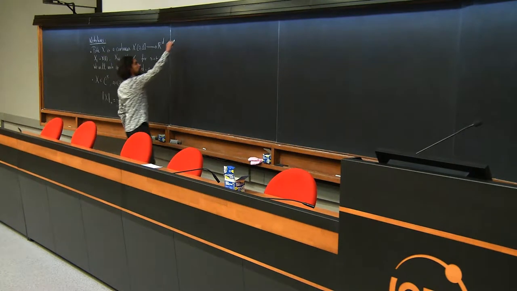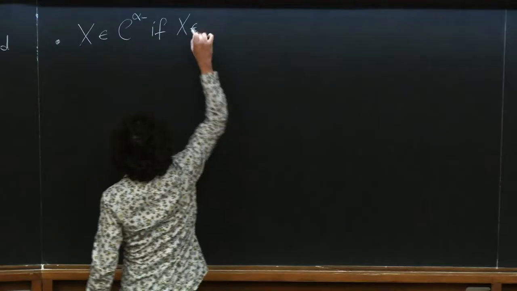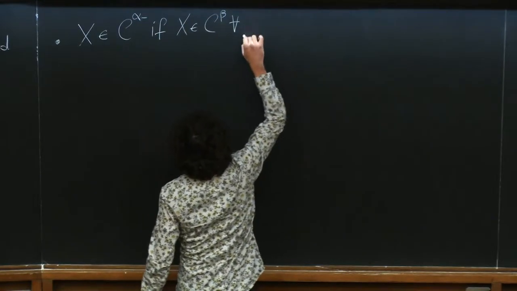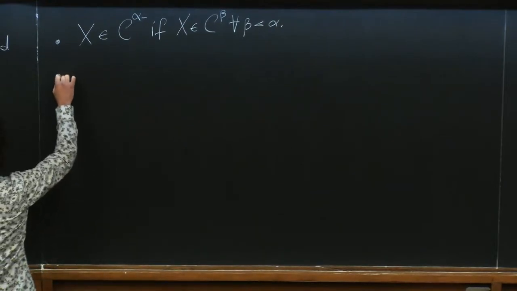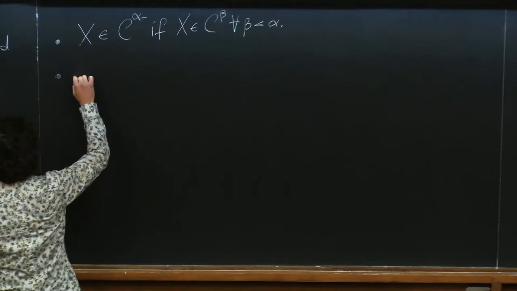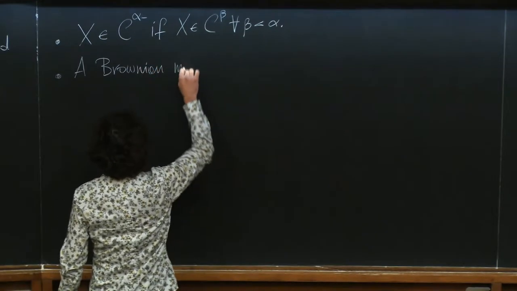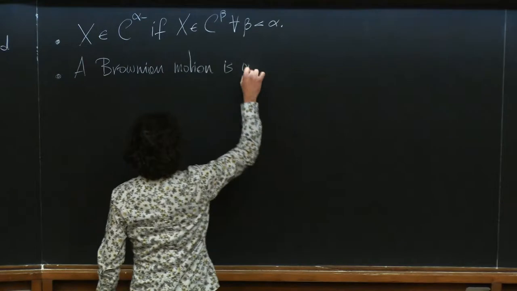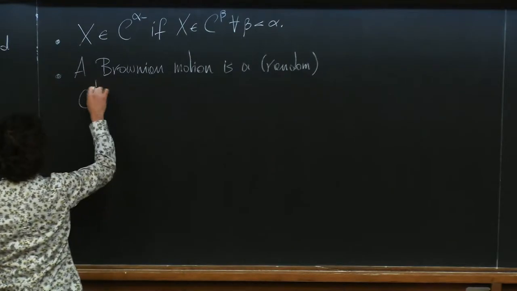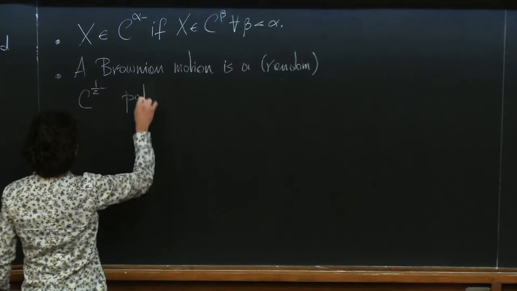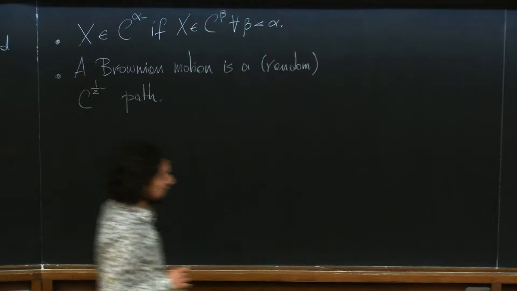And finally, I will say that x is in C^{alpha-} if x is in C^beta for all beta smaller than alpha. And the very last thing is Brownian motion is a random C^{1/2-} path. That's all we need to know about Brownian motion.